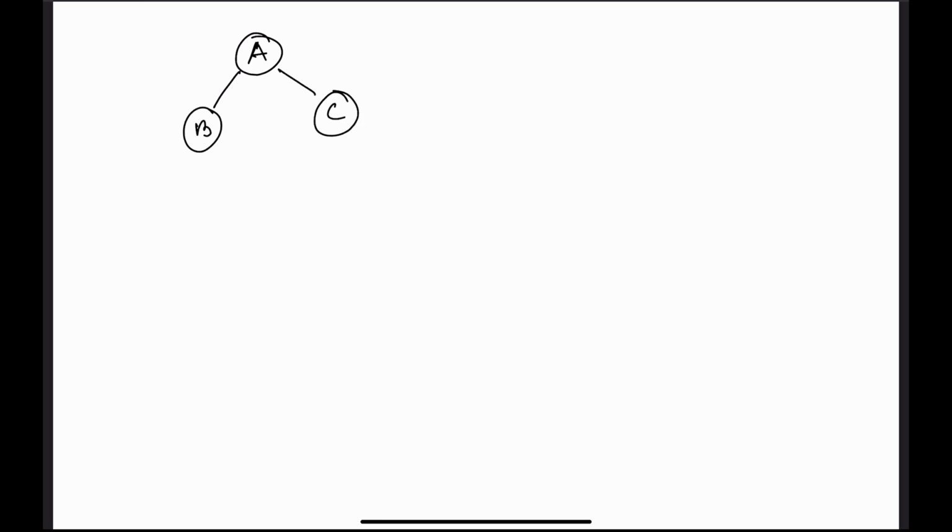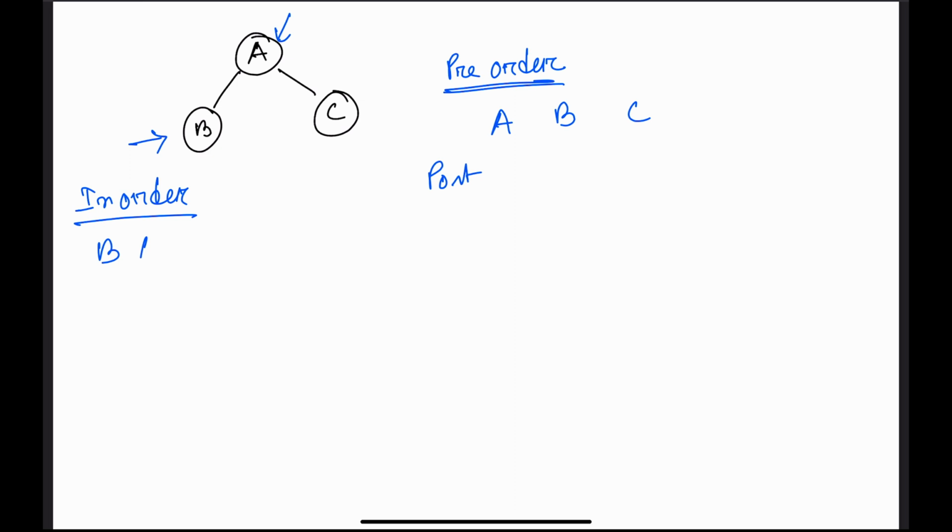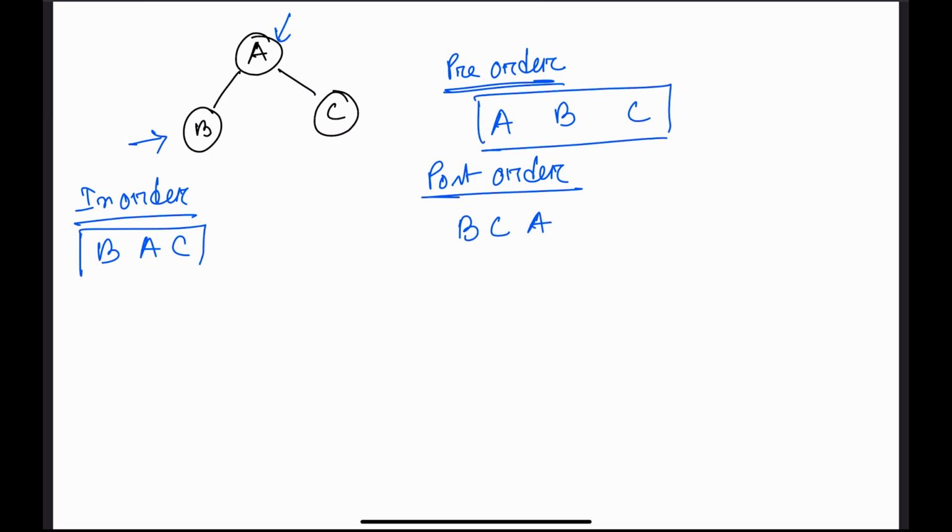Now let me give an example. Let's talk about pre-order first. If I have the pre-order, then what will happen? It will come to here, a would be printed out, then it is coming here, b would be printed out, and then c would be printed out. In case of in-order, what is happening? In-order means b, a, and c. And in case of post-order, it is b, c, and a. You need to remember these things. This is the basic structure of a tree, and it's very easy to compute the traversal.